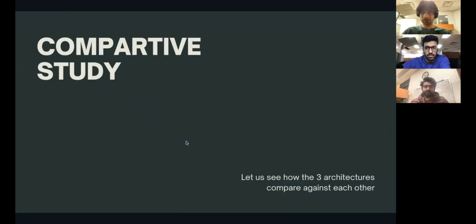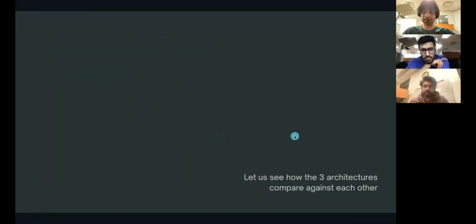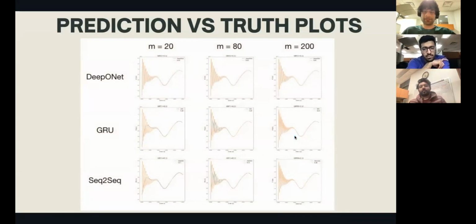All right. So since we now have an understanding about the problem we need to solve, which is predicting how the radius of a bubble varies in a fluid, and we also have our 4 models, we can now perform a comparative study over the experiments we just discussed. So let us see how these 3 architectures compare against each other. The first graph that we draw out is a prediction versus truth plot. Here we can see how a DeepONet, a GRU, a sequence-to-sequence model differ from each other in trying to fit the truth plot over various sensor resolutions.